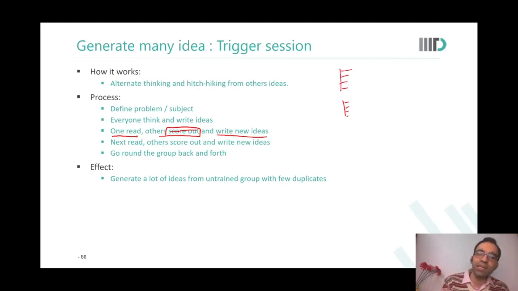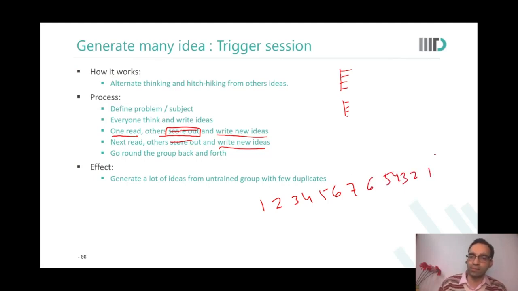And we say second person बोलेगा और जितने भी बाकी लोग हैं, they will score out their ideas, common ideas, and write new ideas. And we go round robin. 1, 2, 3, 4, 5, 6, 7. 7 के बाद you come back to 6. 6, 5, 4, 3, 2, 1. We do one such cycle.